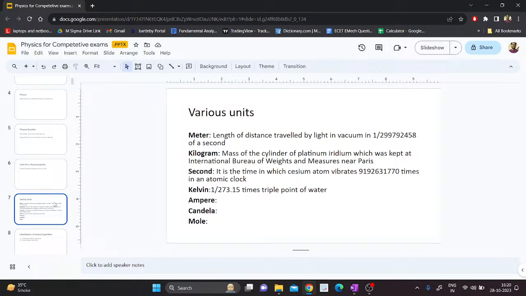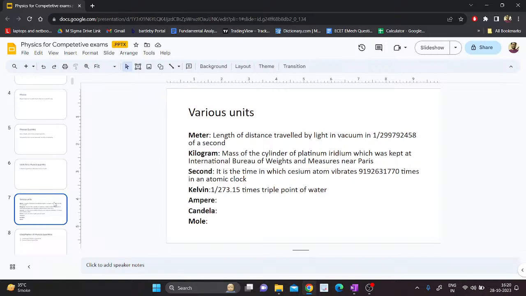So the medium is also very important when you talk about distance, when you talk about light here, because light travels at different speeds in different mediums. So we are taking vacuum. Vacuum means there's nothing within that volume. So whatever the distance the light is traveling over 1 by 30 croreth of a second is given by meter.